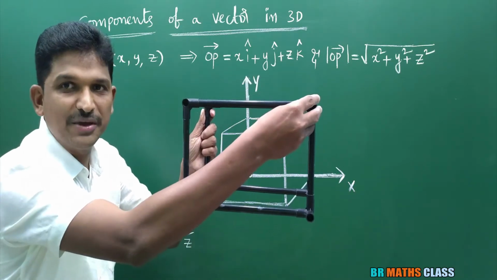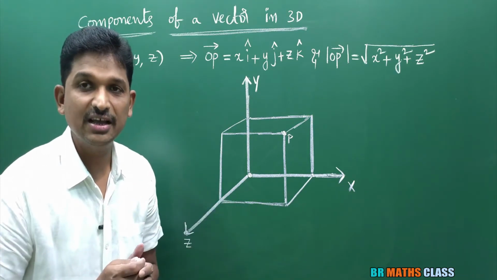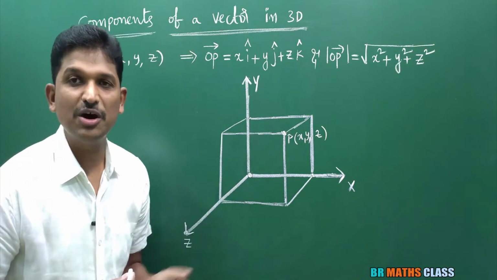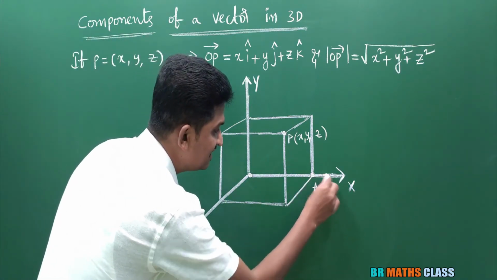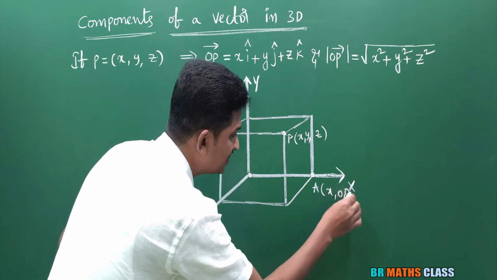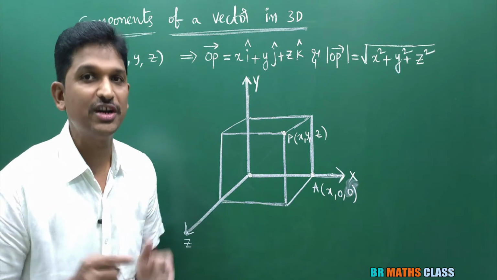This is the point P. I cannot go through each and every point in detail, as the point P is (x, y, z). The point A on the x-axis is (x, 0, 0). What you learn in class 11 three-dimensional geometry, coordinates of a point.